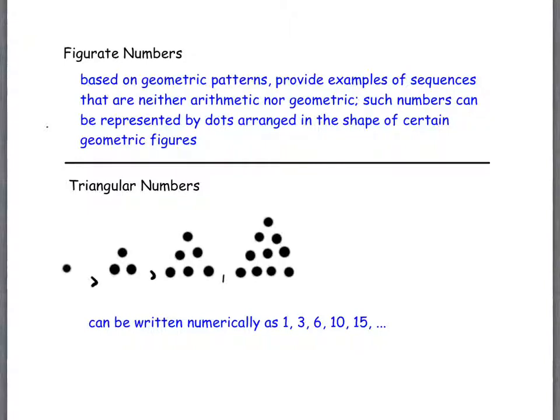Dots can be arranged in the shape of certain geometric figures. So this one right here is called a triangular number. I have 1 dot, and then I have 3 dots making up a triangle, and I have 6 dots making up a triangle, and then 10 dots making up a triangle, and so forth. So on this one, can you imagine what you would do to find the next term? And what visually is happening? Don't think in terms of numbers.